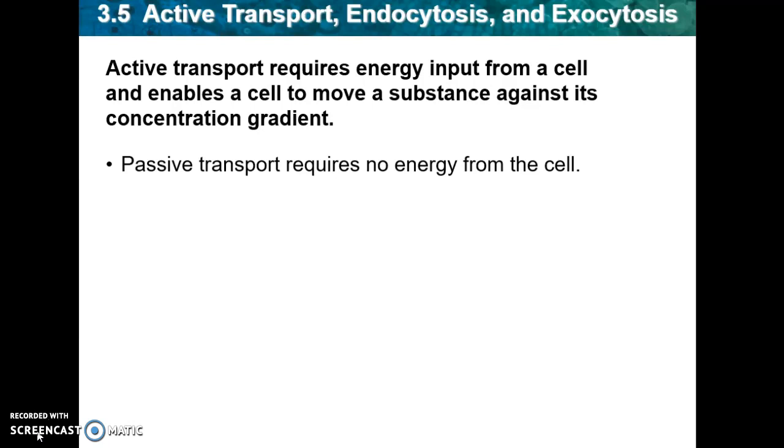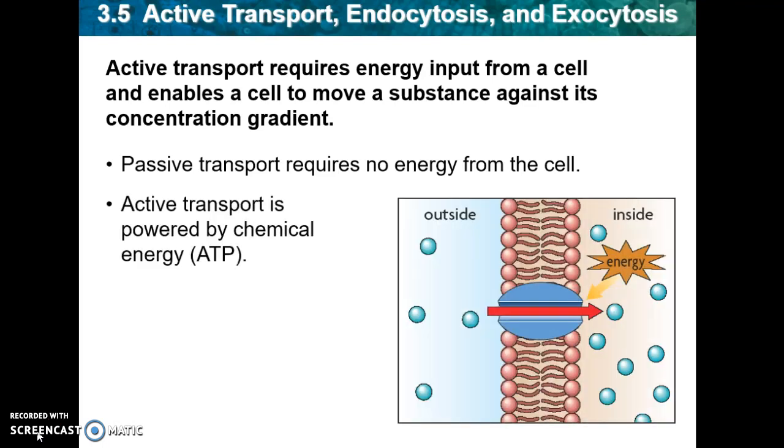Passive transport requires no energy from the cell. So those were the things that we talked about in 3.4. Those were passive transport and no energy is needed. That just happens automatically. Active transport is powered by the chemical ATP. It's adenosine triphosphate, and we're going to talk about it a little bit here, and we'll talk about it more in the next chapter as well.